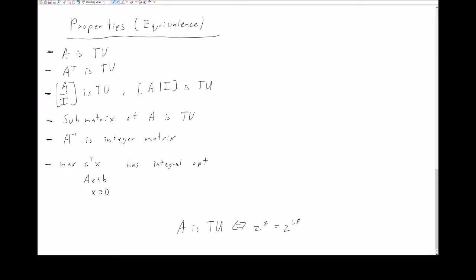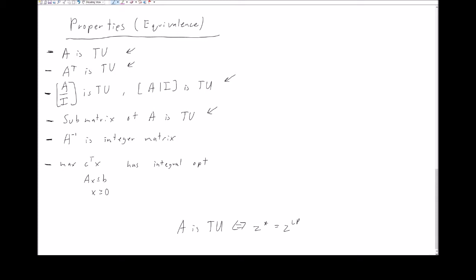The first property that we're going to show in this set of equivalences is that A is totally unimodular. This is our baseline. We know that if A is totally unimodular, then the transpose of that matrix is totally unimodular. We also know that appending the identity matrix in a block matrix format is also going to result in totally unimodular matrices. And finally, any submatrix of A is going to be totally unimodular. We're not going to prove these properties, but it's pretty easy to show them by using the basic definition of determinants.